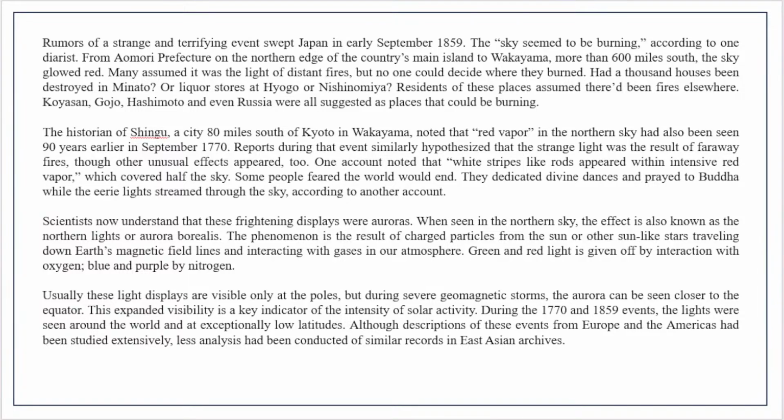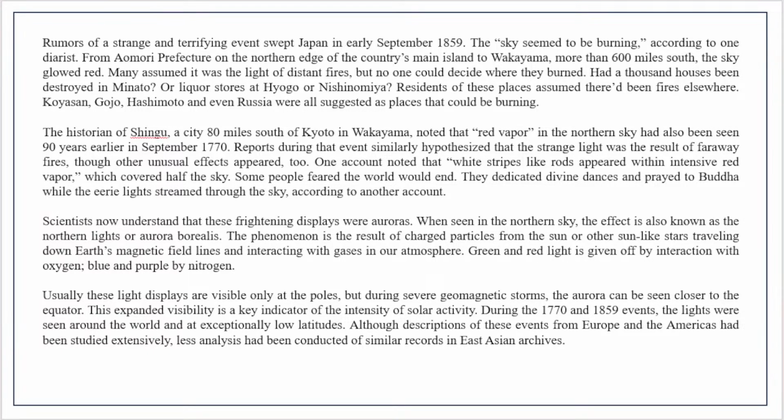Okay, let's read on. The historian of Shingu, a city 80 miles south of Kyoto in Wakayama, noted that red vapor in the northern sky had also been seen 90 years earlier in September 1770. So, a person who was a historian in Shingu claimed that the same red strange phenomenon in the sky was seen 90 years earlier.